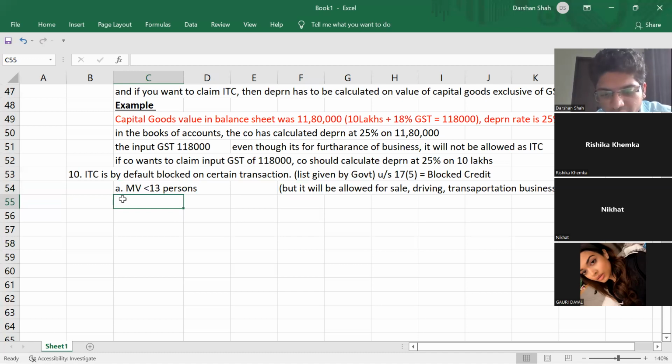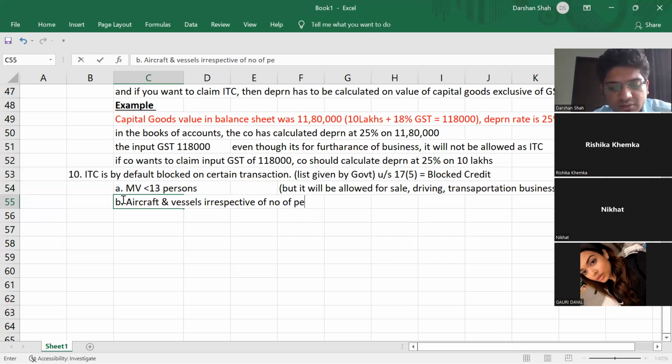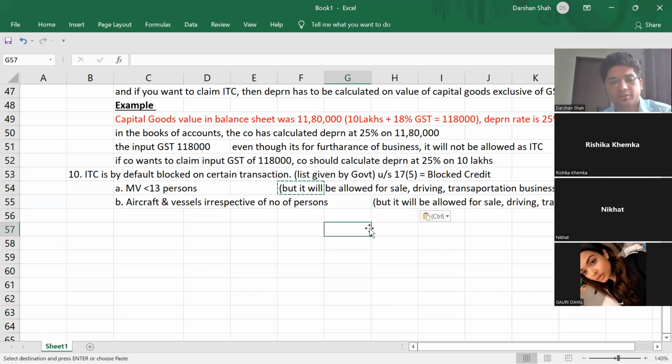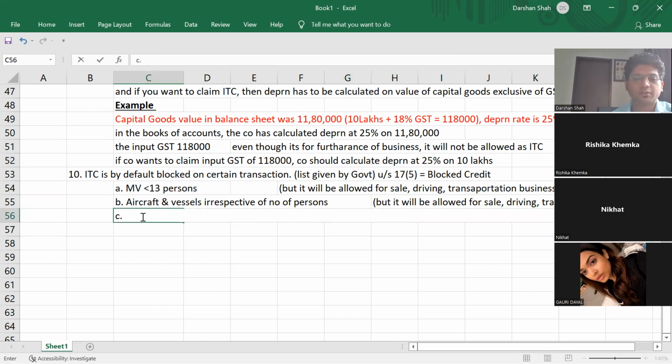Okay. B is what? Aircraft and vessels. Irrespective of the number of persons. Even if it is a big aircraft, it is still disallowed. And the same exception applies. Simple.